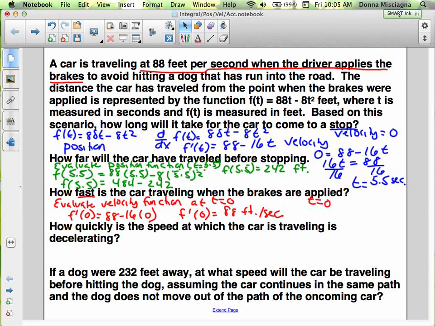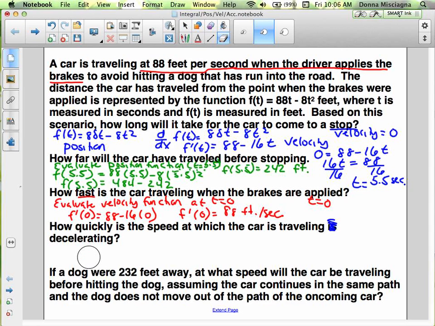How quickly is the speed at which the car is traveling decelerating? I think we have one too many is's in this sentence. Decelerating. That means we want to know about acceleration. So we need to find the acceleration function, which means we need to take the derivative of the velocity function.